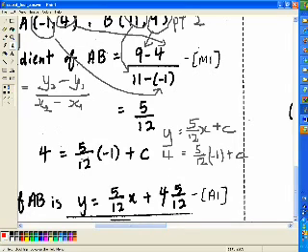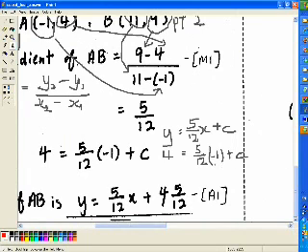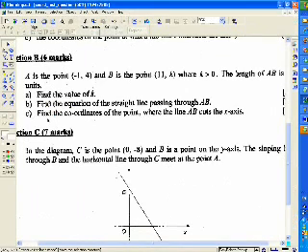Okay, and if we simplify this, you'll find that your c is actually equals to 4 and 4 over 12. And that's why we get the equation y equals to 5 over 12 x plus 4 5 over 12. Sorry, this is the answer for 3b. Now we move on to 3c.